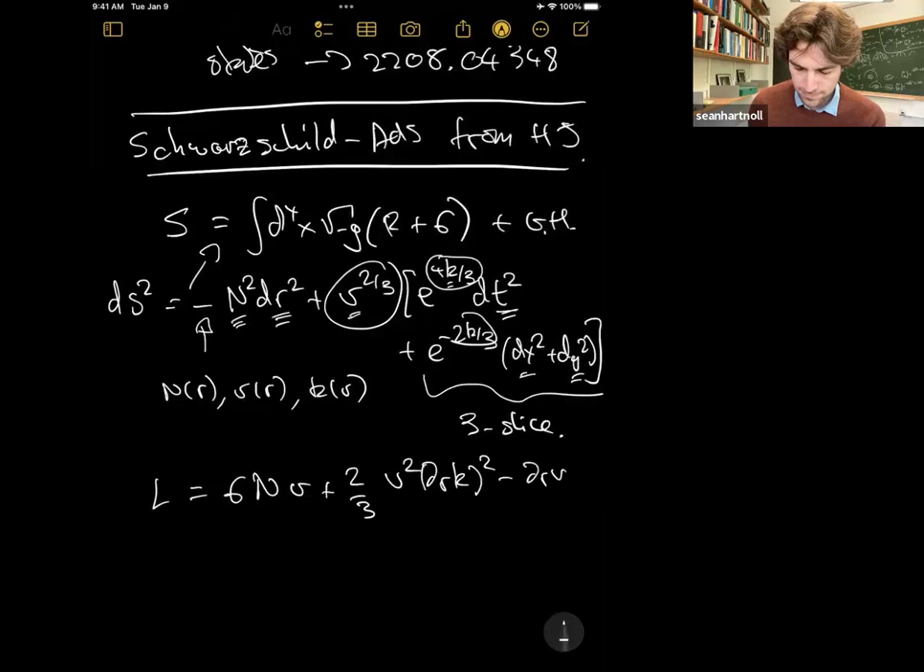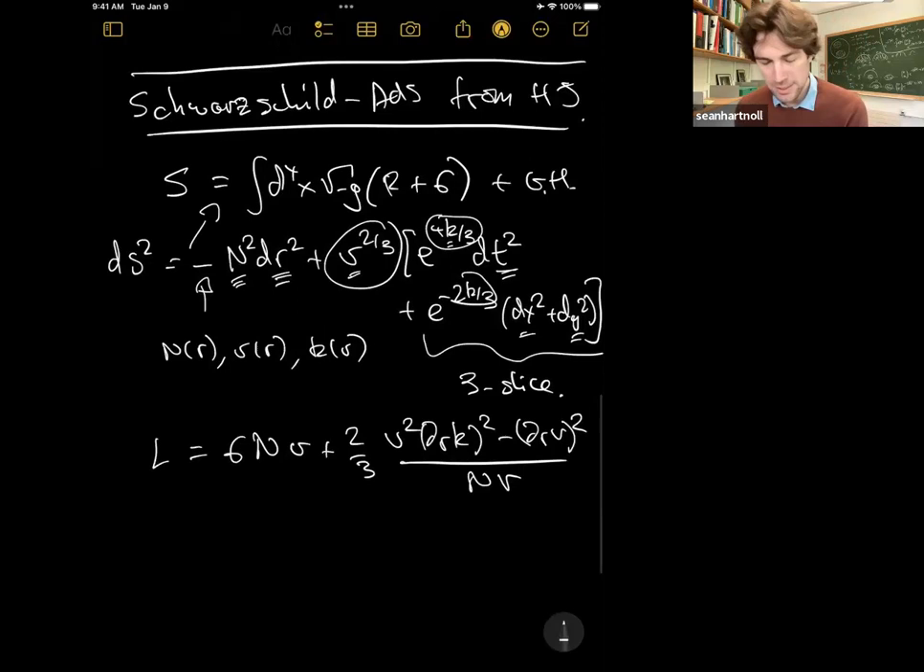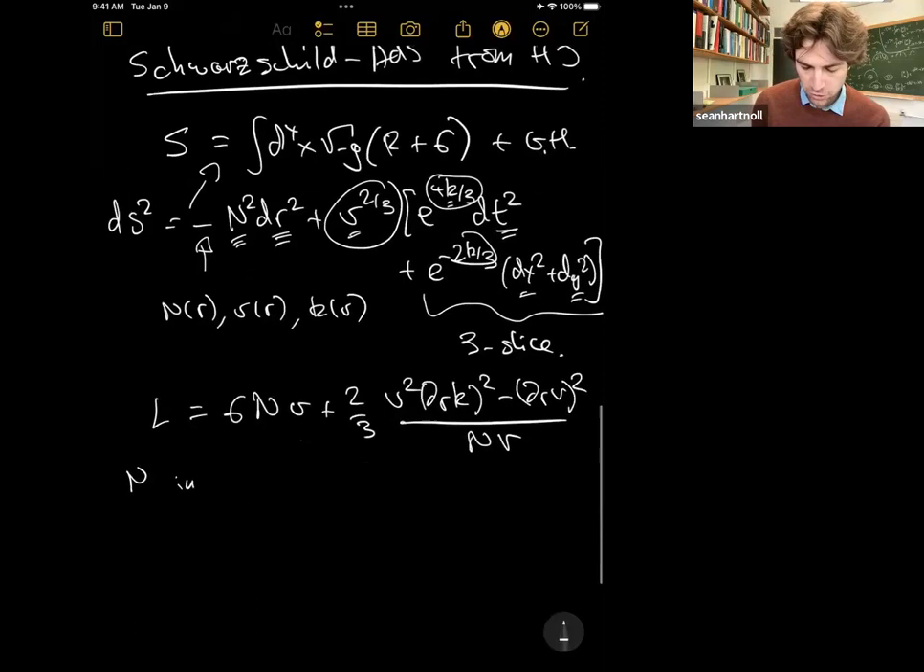So the first thing you see is that n is a Lagrange multiplier, as you might have expected, and the kinetic terms for k and v, right? So n imposes a constraint. This is the Hamiltonian constraint.